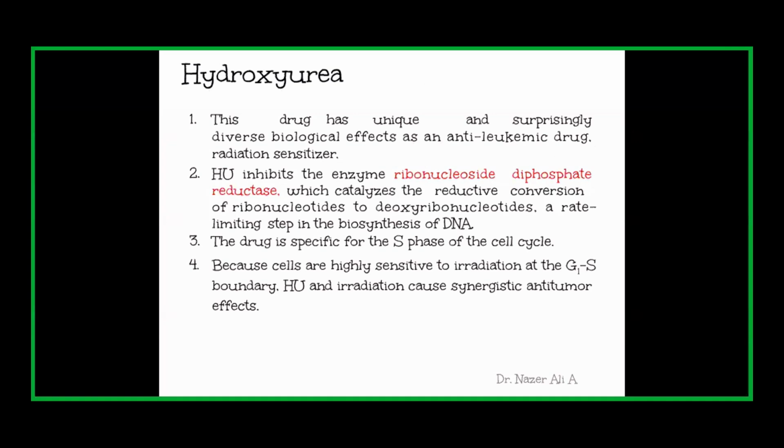Now, hydroxyurea we have already discussed. It acts on the de novo synthesis of purine and pyrimidine. Especially it inhibits the enzyme ribonucleoside diphosphate reductase, which catalyzes the reduction of ribonucleotide to deoxyribonucleotide. Since it is inhibited, the further incorporation of nucleotides into the DNA is not possible.